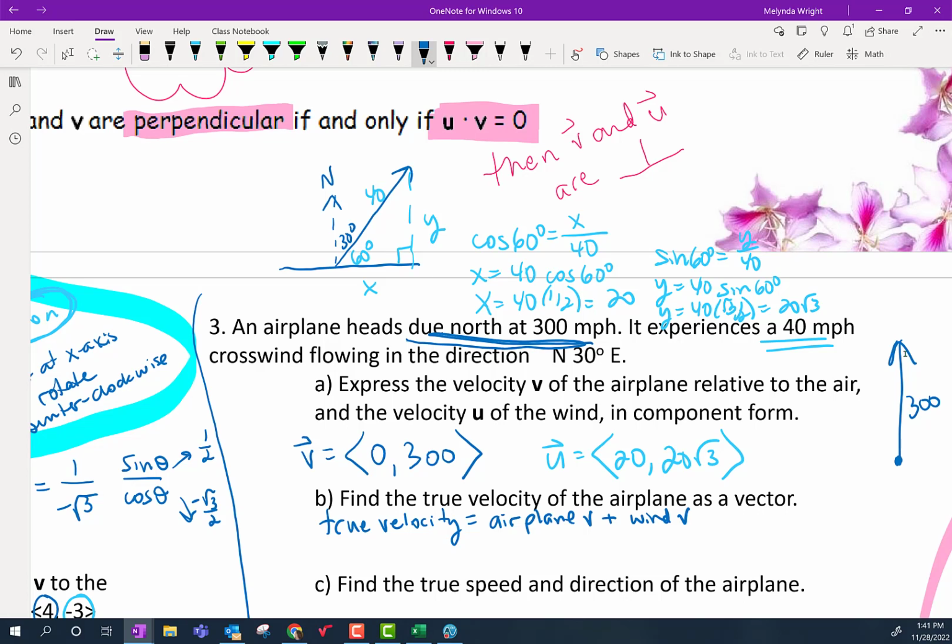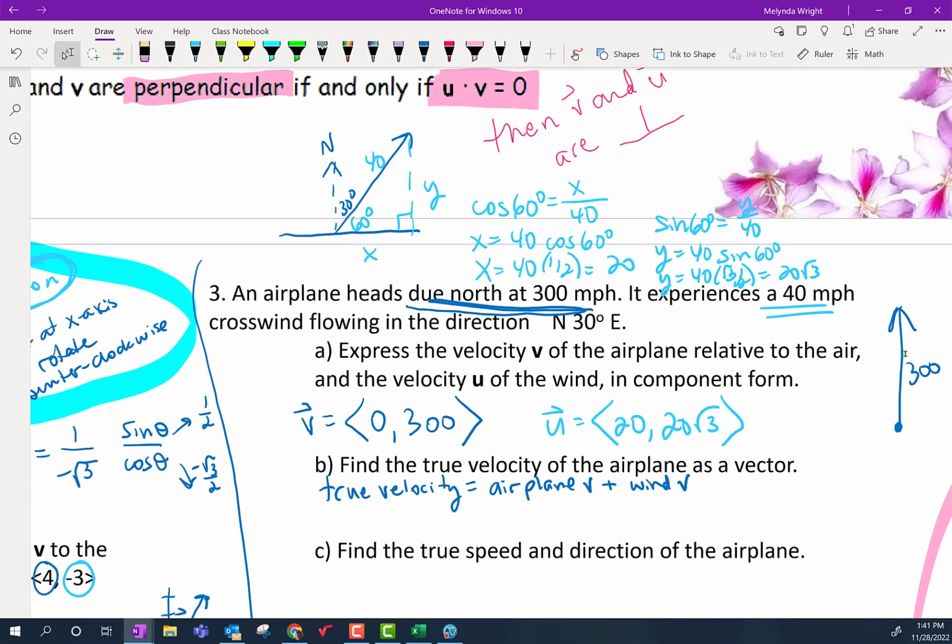Okay? So let's do what they asked. We're going to find the true velocity. True velocity is a vector. We're adding two vectors together, which we know how to do. And they like to use the Greek letter omega for true velocity. I really don't know why, but they like it, so that's what we'll do. So 0 plus 20 is 20. 300 plus 20 root 3 is 300 plus 20 root 3. I'm not going to try to give a decimal approximation for that. That's our true velocity.